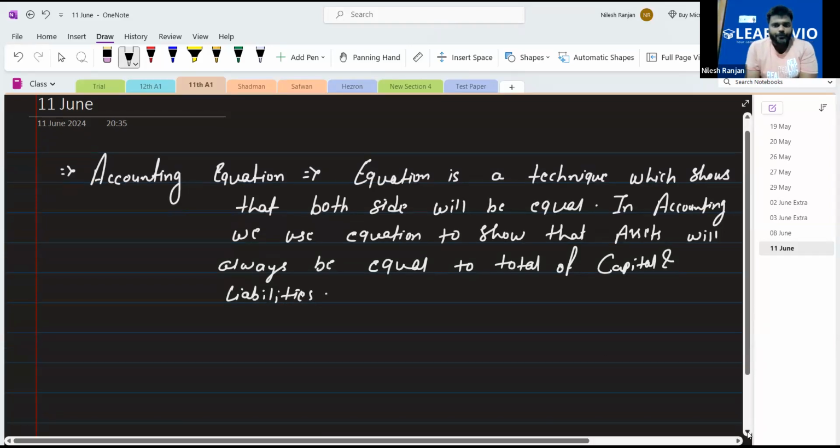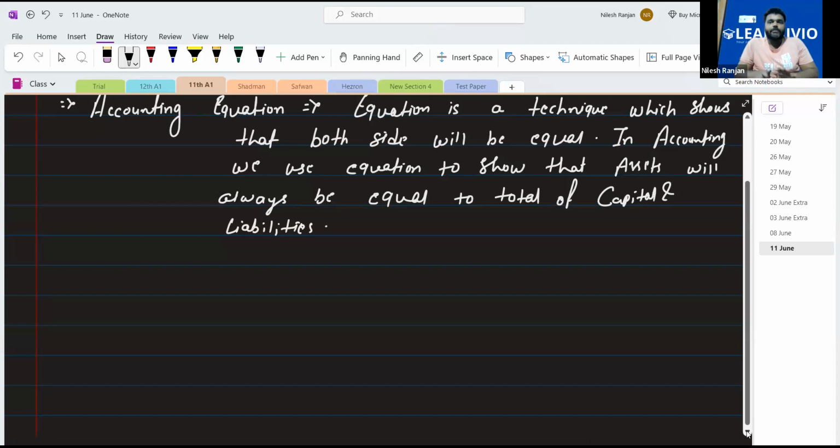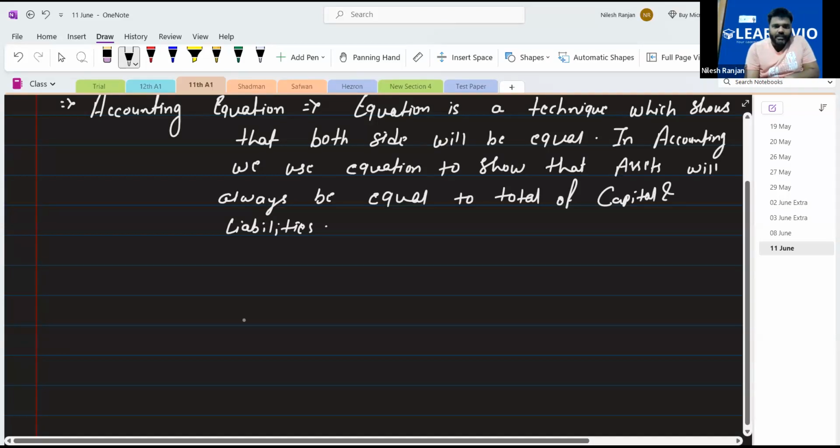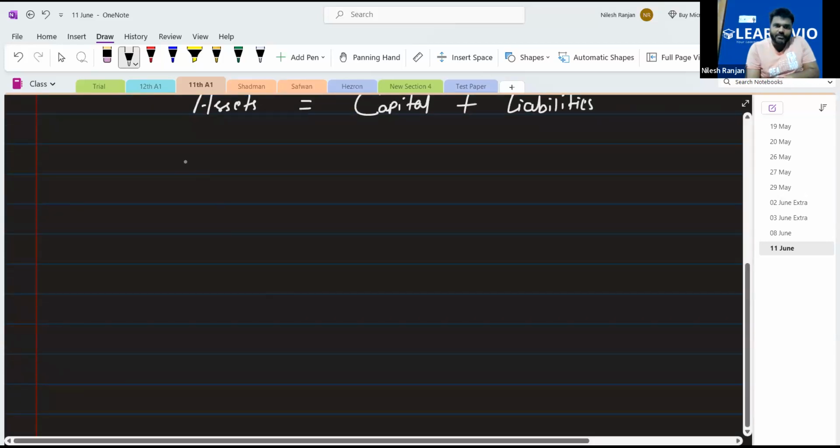So equation means both sides will be equal. It always shows that both sides will be equal. In accounting, we use an equation to show that assets will be equal to capital and liabilities. So the formula is assets equals capital plus liabilities. Now, if you change this formula, it can be written as capital equals assets minus liabilities, and liabilities equals assets minus capital.